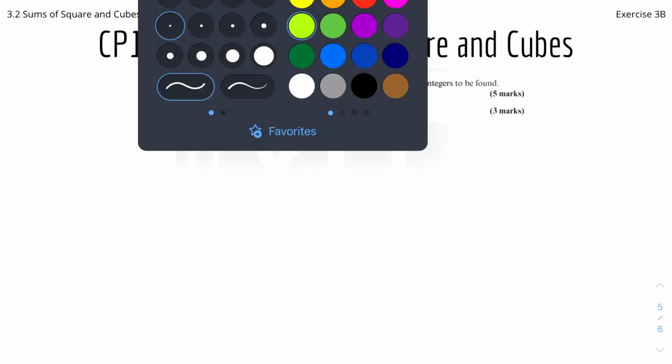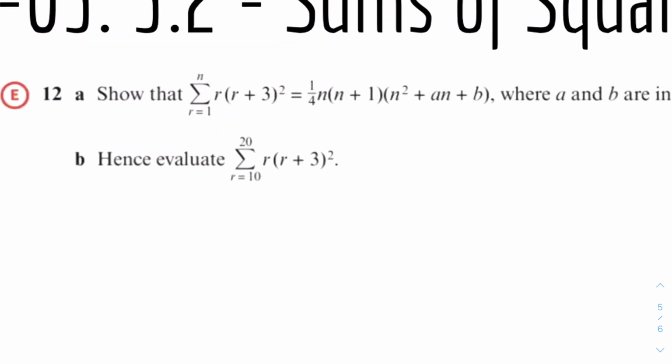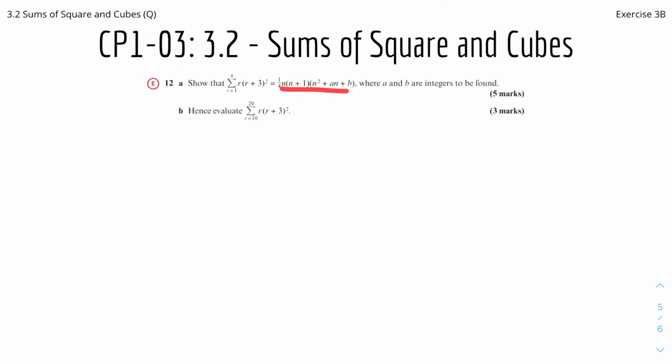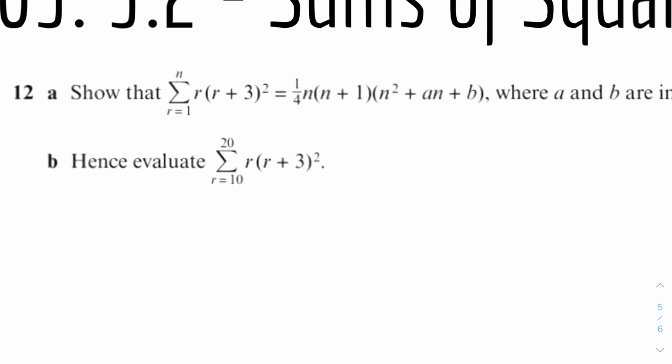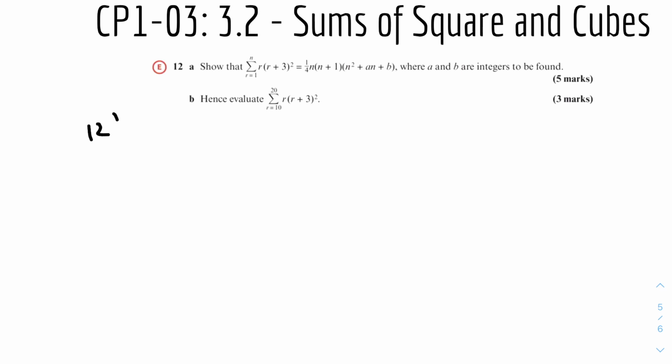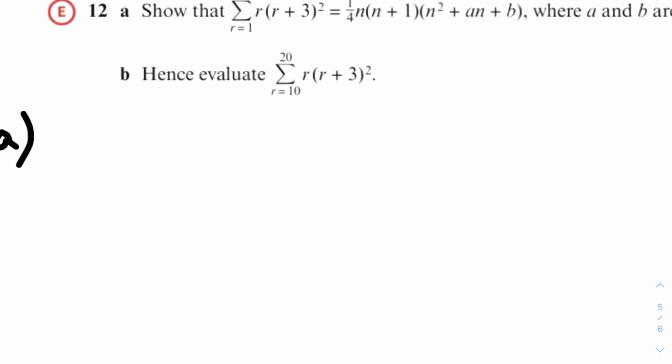And lastly, we have this question. Show that the sum of r times r plus 3 squared from r equals 1 to n is equal to 1 over 4 and so on, where a, b, and c are integers to be found. So we first have to expand this expression right here. Let me just write out the sum of r times, let me just expand it right now.